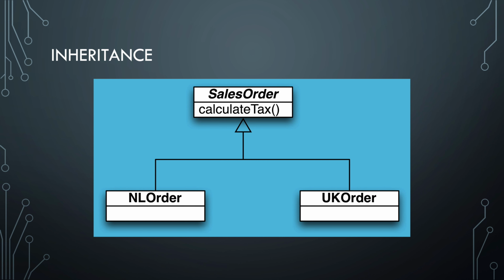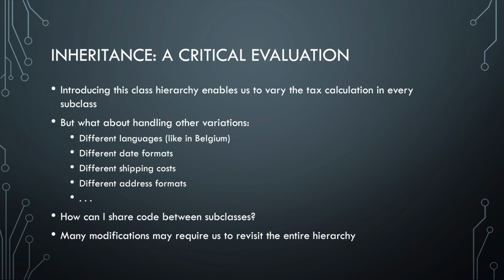Let's look at another solution, inheritance. So if you have the sales order class, we could introduce new subclasses with different functionality depending on the country. Tax calculation is now handled in a subclass that's specific to a country. So the NL order class would compute taxes according to the Dutch rules, and the UK order class computes them according to the rules in the UK. When you deal with the order in the system, depending on the country, you create either an NL order or a UK order. This looks like a better solution than the previous one, but there are some issues here as well.